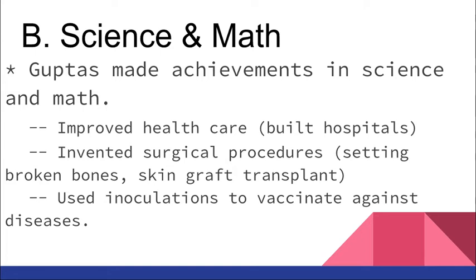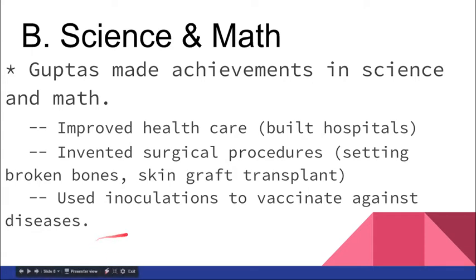So one of the things, for example, that they improve on is healthcare. They're one of the first people to start building hospitals, right? Where sick people go. They invent surgical procedures, right? Like how to fix when someone breaks a bone. Well, no one figured it out before the Guptas did. They use inoculations, which are basically vaccines, so that diseases don't kill you immediately, but rather you build up a natural immune system, immunity against it.